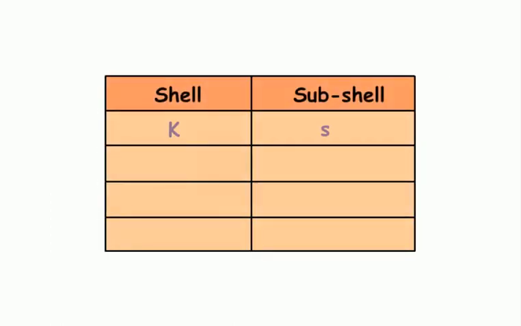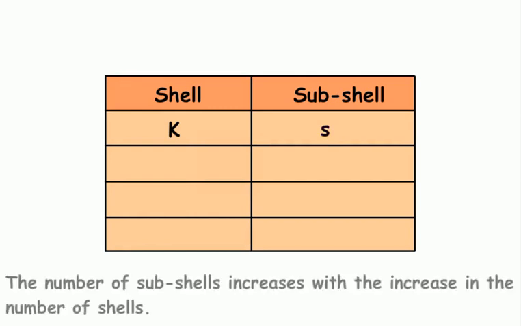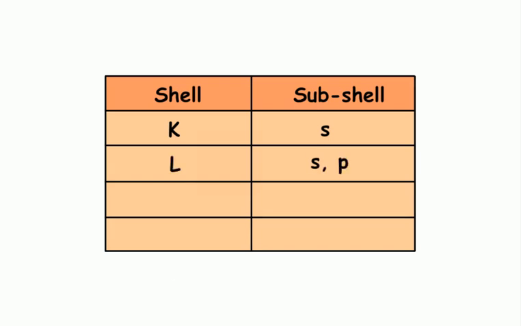The first shell has only one subshell, S, and the number of subshells increases with the increase in the number of shells. That is, the second shell has 2 subshells, S and P. The third shell has 3 subshells, S, P, and D. The fourth and other higher shells have 4 subshells, S, P, D, and F.